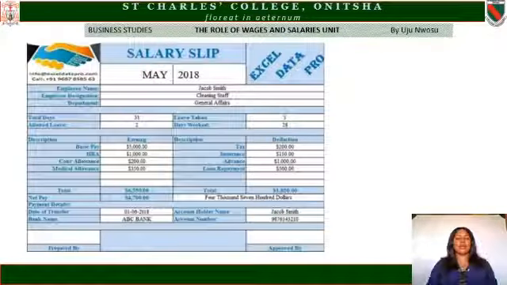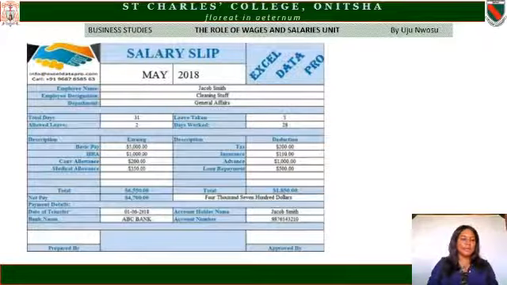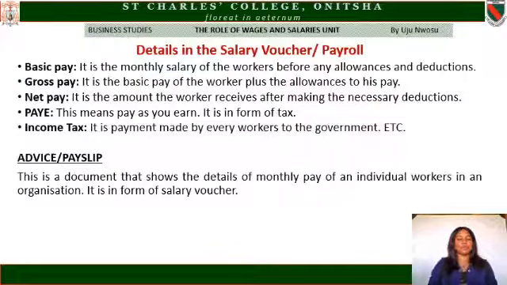This is an example of salary voucher. If you look at it, you will see all these details I mentioned. You can see the employee's name. You can equally see the department, the total amount of money he or she is supposed to receive. You can equally see basic pay, and so on and so forth. Let's take these details one after the other.